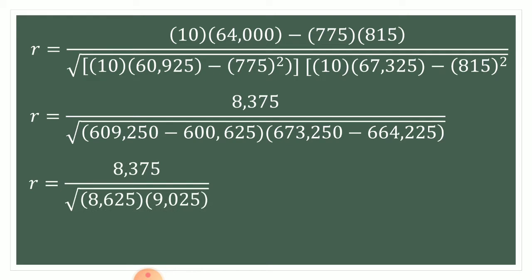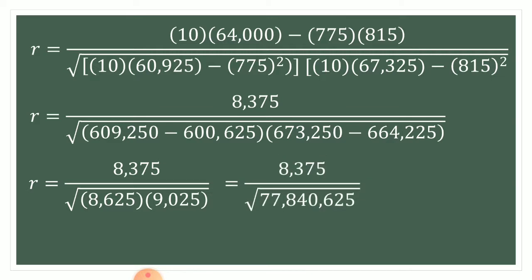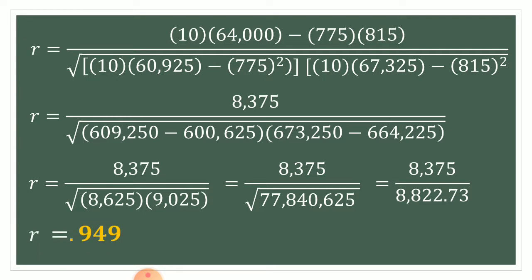Then simplify. That is now equal to 8,375 all over the square root of 8,625 times 9,025, which is equal to 8,375 all over the square root of 77,840,625. Then that is now 8,375 divided by 8,822.73, which is equal to 0.949. So the r computed value is equal to 0.949.